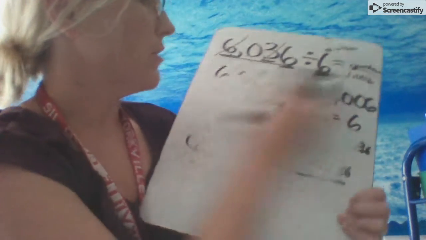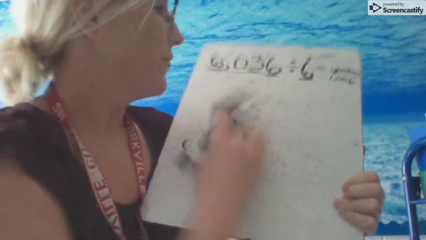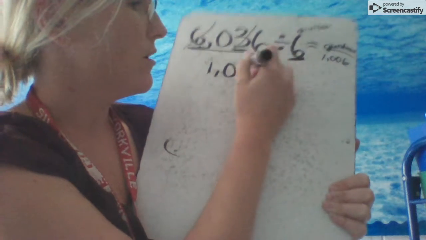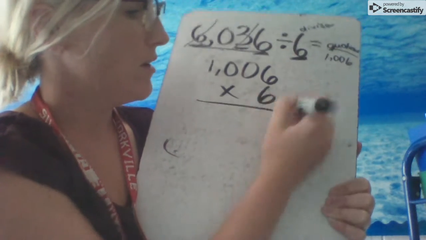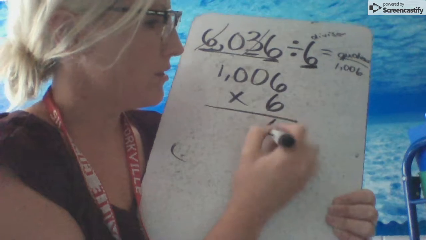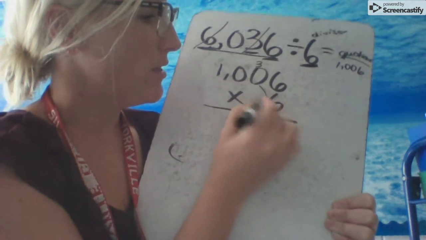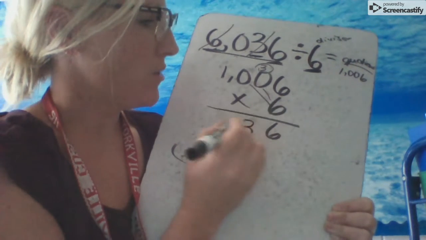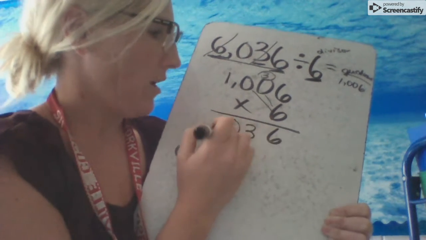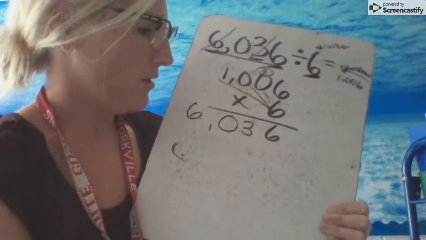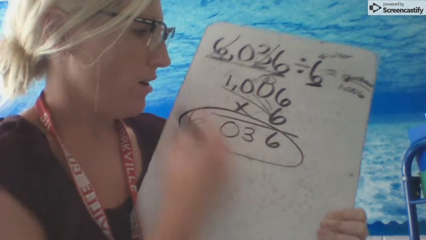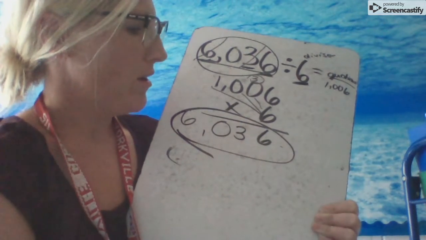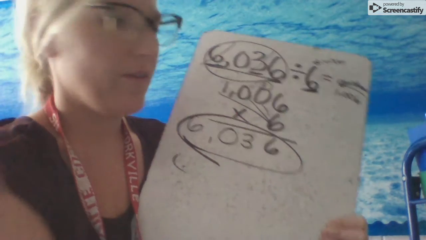So I'll write this up here a little bit higher. So 1,006 times 6. I know 6 times 6 is 36. I'm going to put the 6 down, carry the 3. 6 times nothing is nothing. Plus 3 more is 3. 6 times 0 is nothing. And 6 times 1 is 6. So right here, my answer is the same that I started off with. So we are good to go. Works for a fact family.